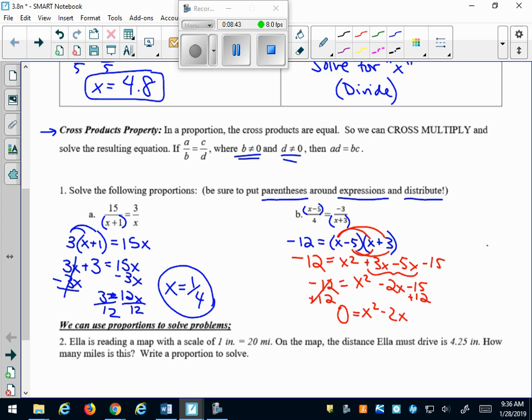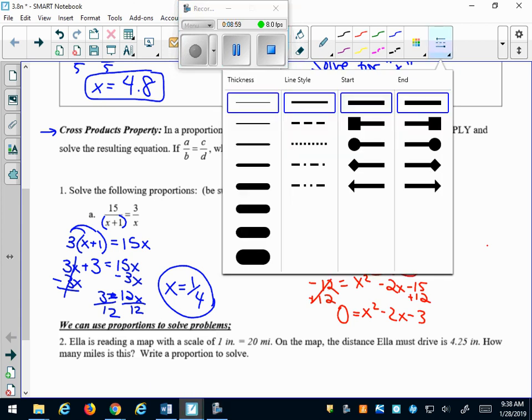Anytime you have an x squared term and an x term, it's going to be factoring. So negative 15 plus 12 is negative 3. So this is what we're factoring. You guys go ahead and factor that. Okay, so what multiplies to be negative 3 and adds to be negative 2?